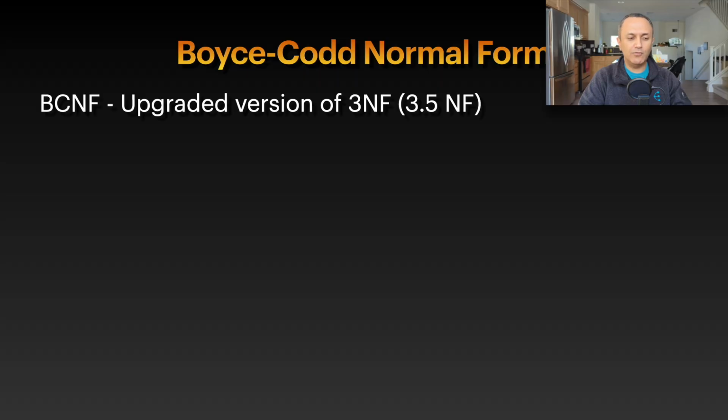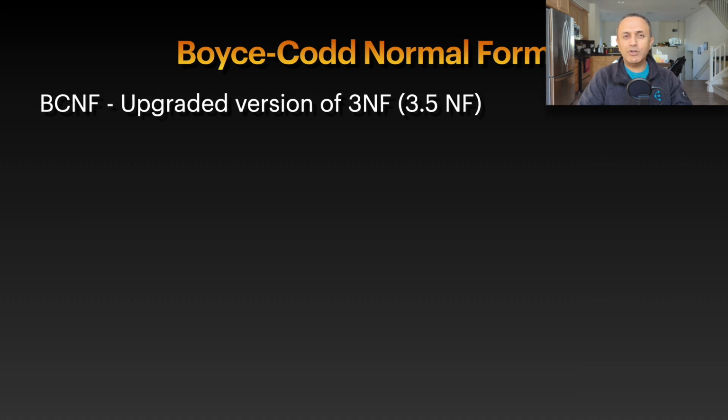Next, I want to talk about another normal form that is called Boyce-Codd normal form. This is not the fourth. This is still kind of like a little bit after the third. So usually denoted by BCNF, Boyce-Codd normal form. This is seen as an upgrade to the third normal form. So sometimes it's written as 3.5 NF. So it's like somewhere between the third and the fourth.